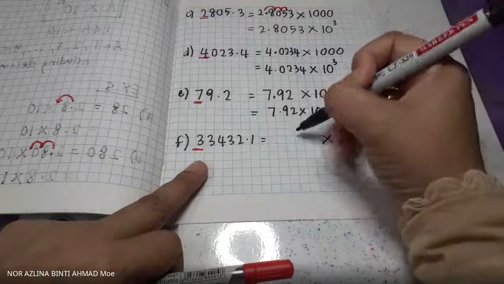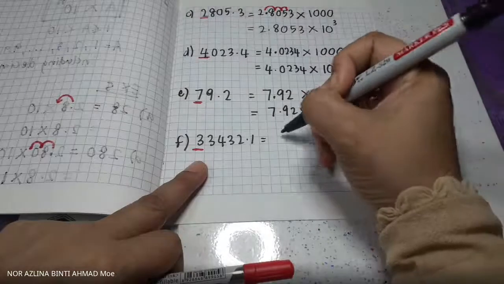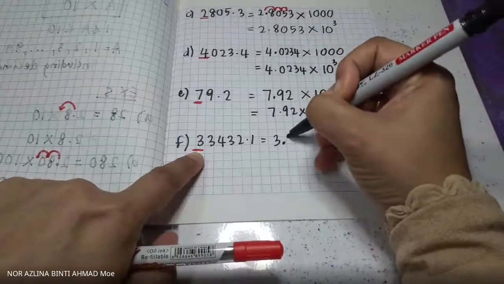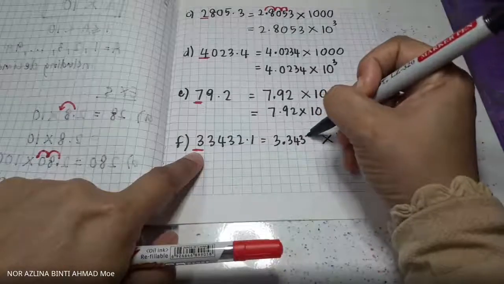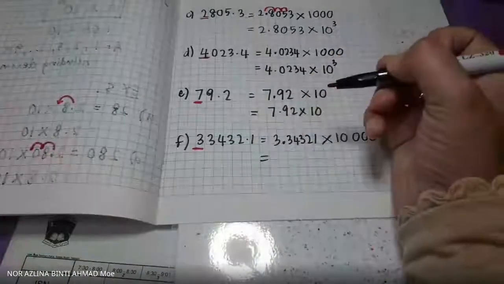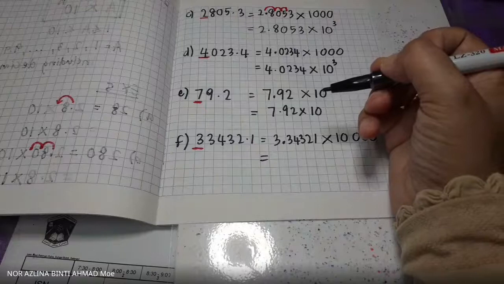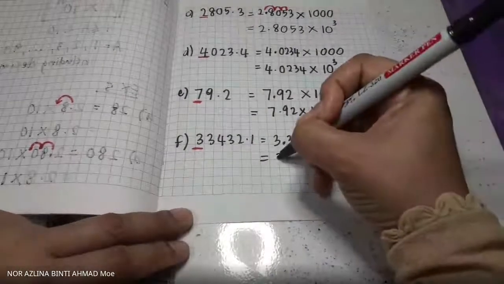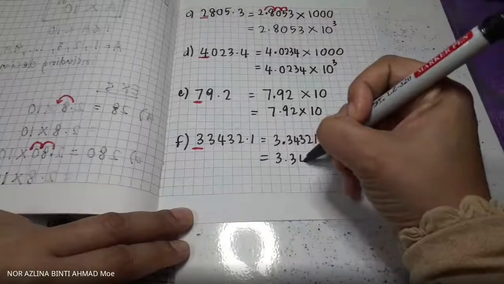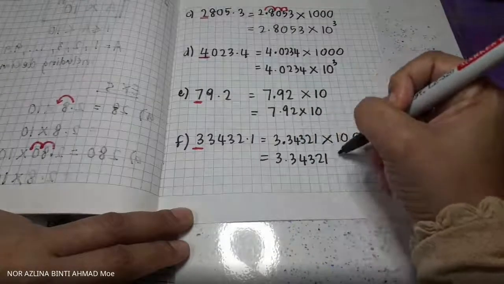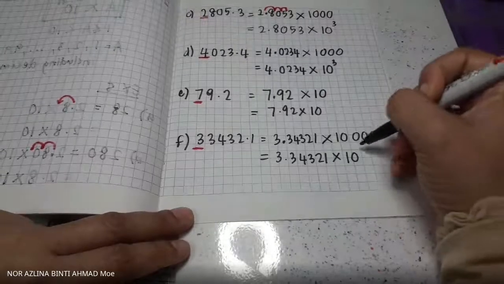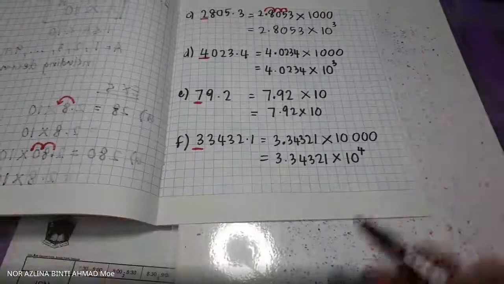Okay. Next. What is the value of A? 3. Okay. This is the first number. 3.34321. Okay. So the standard form is 3.34321 multiply 10 to the power of how many 0? 4. So 10 to the power of 4.